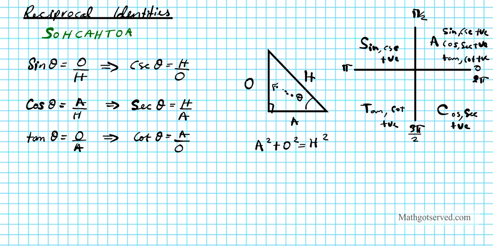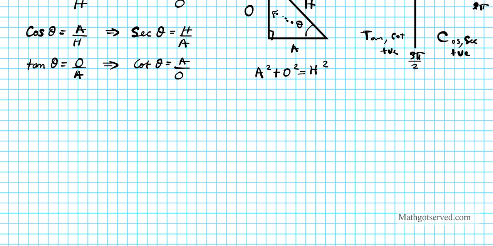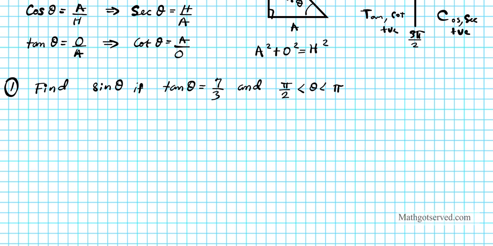All right, so let's go ahead and take a look at some examples. Number 1: find sine theta if tan theta equals 7 over 3 and pi over 2 is less than theta, and theta is less than pi. Okay? So this is what we're supposed to find.